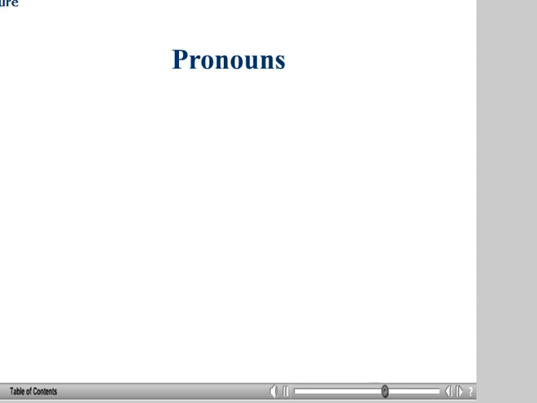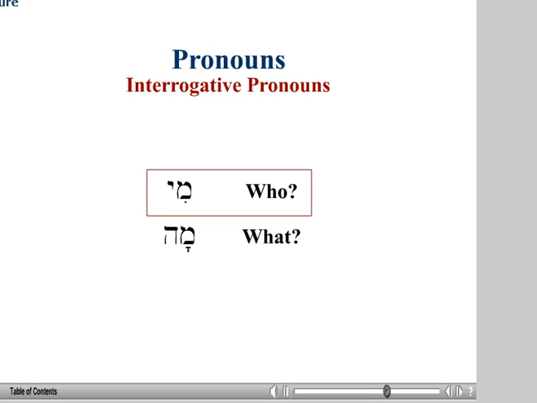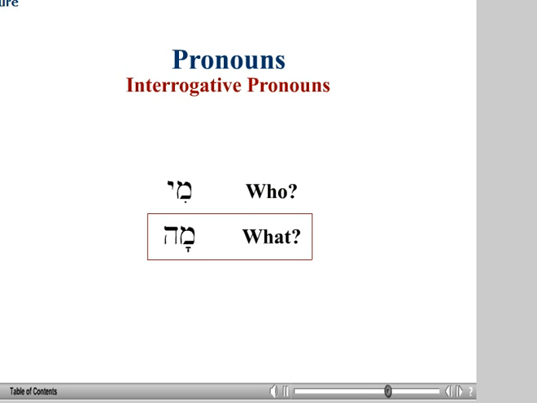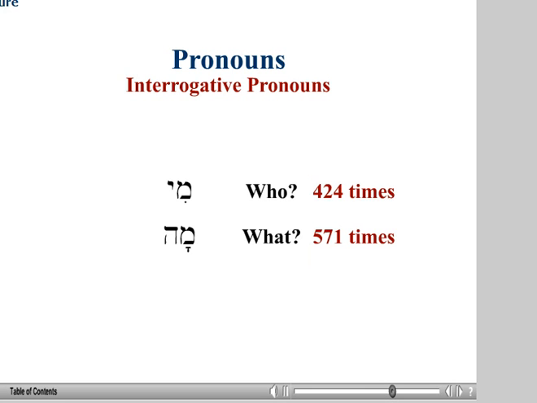In handout 8I, 8.9 in the grammar, we briefly study the interrogative pronouns mi, which translates who, and mah, which translates what. The interrogative pronoun mi occurs 424 times in the Hebrew Bible, and mah occurs 571 times. So this is fairly high-frequency vocabulary.